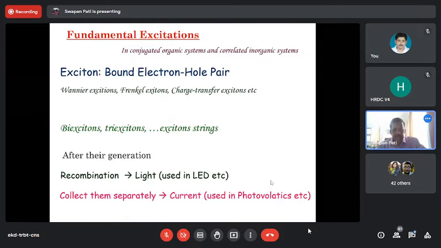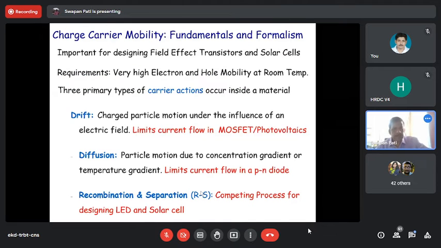In fact, this is how it goes: the electron and hole have a velocity modified due to the electric field that is there, and it's called mobility, charge carrier mobility. It's a fundamental property, and it is very important. We need to know mobility for designing field effect transistors and photovoltaics. The requirement is very high electron and hole mobility at room temperature, so the electron and hole should reach the electrodes fast so that you get current very fast.